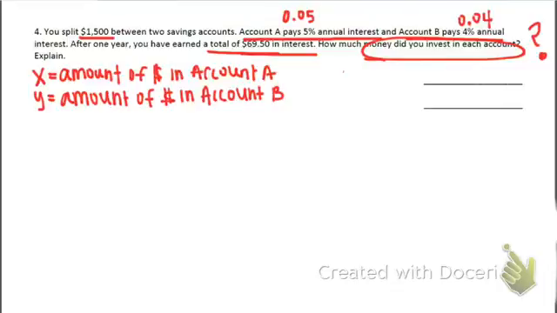We know that we split the money into two accounts. So our initial amount is going to be the first equation. So the first equation is going to represent the initial amount. So let's think about this. If I had $1,500 total, and I put part into account A and part into account B, how could I represent that?